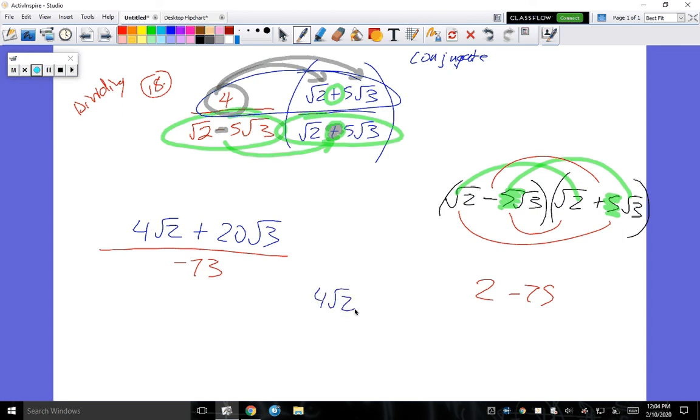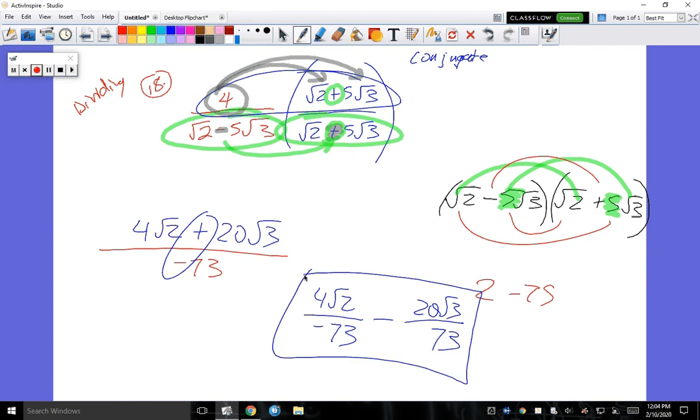Some of you may choose to write it as 2 different fractions. If you do, please understand that this would make that subtraction. Okay? And then it would be 20 root 3 over 73. Both are okay. And the reason why they're okay is because I cannot reduce 4 with 73. I can't reduce 20 with 73. 73 is prime. And I cannot even add the top together because they don't have the same square root.